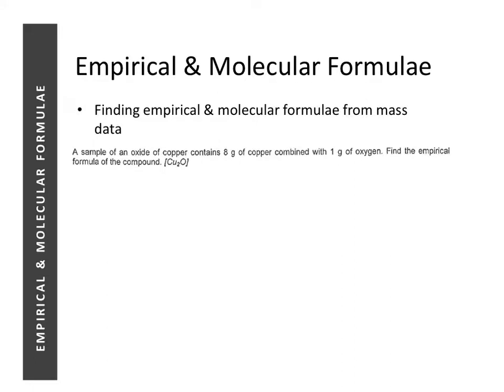Now I'm going to show you how we can obtain the empirical formula of a compound based on the mass data, or based on experimental data. In this example we have a sample of copper oxide, which contains 8 grams of copper combined with 1 gram of oxygen. Based on the values given to us, we can actually determine the empirical formula of this oxide of copper already.